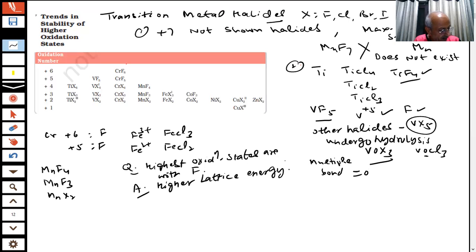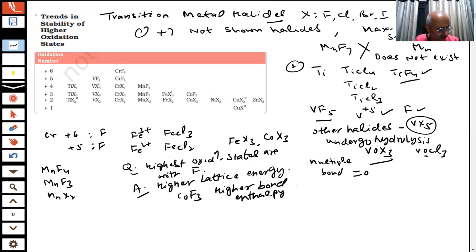So higher the lattice energy, and in the case of cobalt, what do you find, students? In the trihalides the highest oxidation state is more stable with fluorine. You are saying FeX3 and CoX3. The higher oxidation state is more stable because there is a higher lattice energy. Or we can say that in CoF3 there is a higher bond enthalpy.